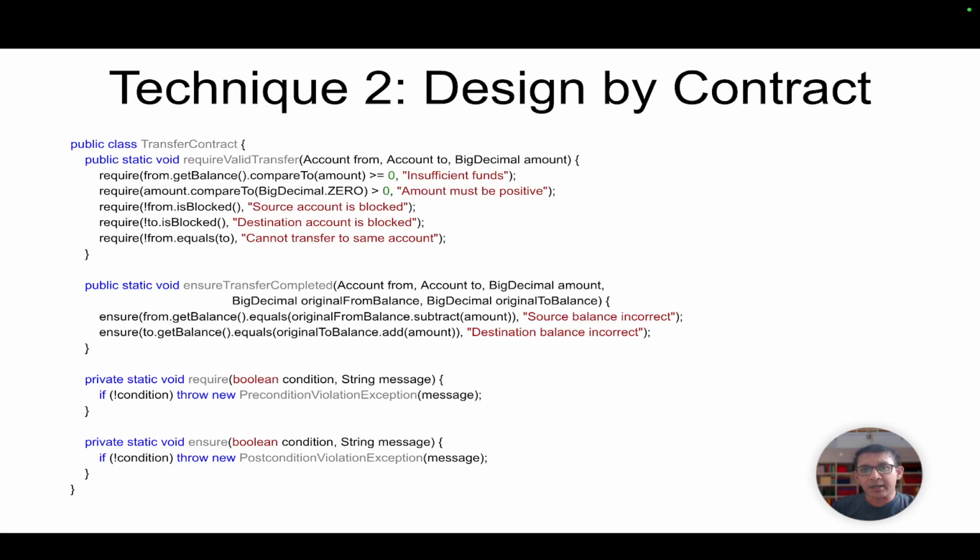The transfer contract class contains all the validation logic. requireValidTransfer checks all the preconditions: sufficient funds, positive amount, unblocked accounts, different accounts. ensureTransferCompleted verifies the postconditions, that the balances changed correctly. Now the business logic is crystal clear. You can see exactly what the method does. It debits one account and credits another.